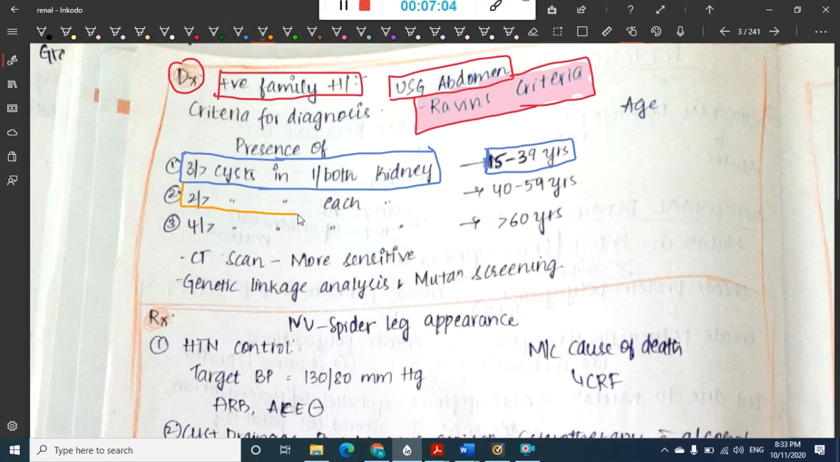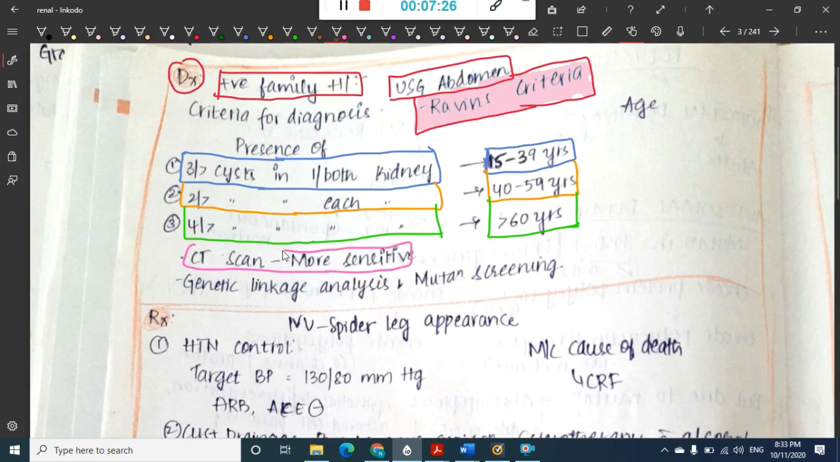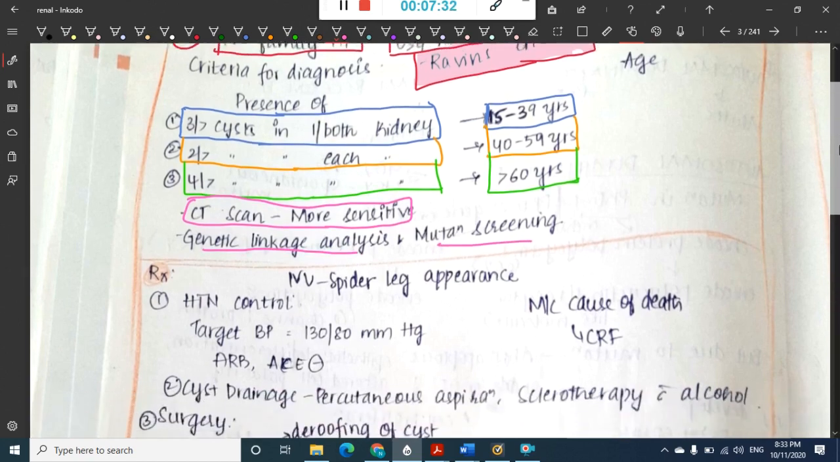Or if there are two or more cysts in each kidney at the age of 40 to 59 years, or if there are four or more cysts in each kidney at the age of more than 60 years, then it is diagnostic. Then what is more sensitive than USG? CT scan is more sensitive than USG. You can also do genetic linkage analysis and mutation screening, right? So this is important in diagnosis.